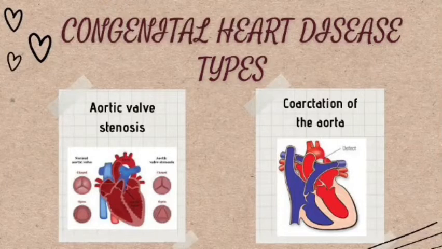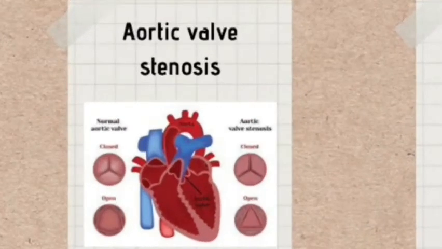Now I'm going to talk about congenital heart disease types. There are 11 types of congenital heart disease. The first one is aortic valve stenosis. Aortic valve stenosis is a serious type of congenital heart defect.